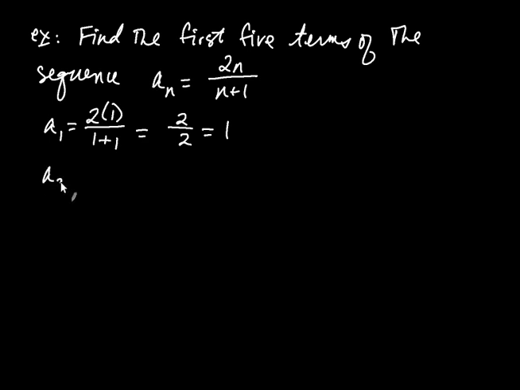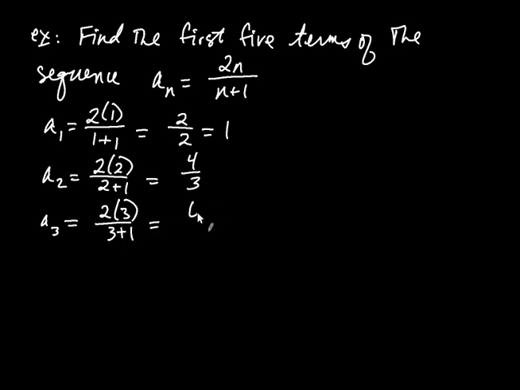What's the second term? Let's check it out. Plug in a 2 here, right? So it's going to be 2 times 2 divided by 2 plus 1. We're looking at 4/3. So the second term of the sequence is 4/3. The third term is going to be 2 times 3 divided by 3 plus 1. So we're looking at 6/4, which can be reduced, and we always want to reduce, to 3/2.